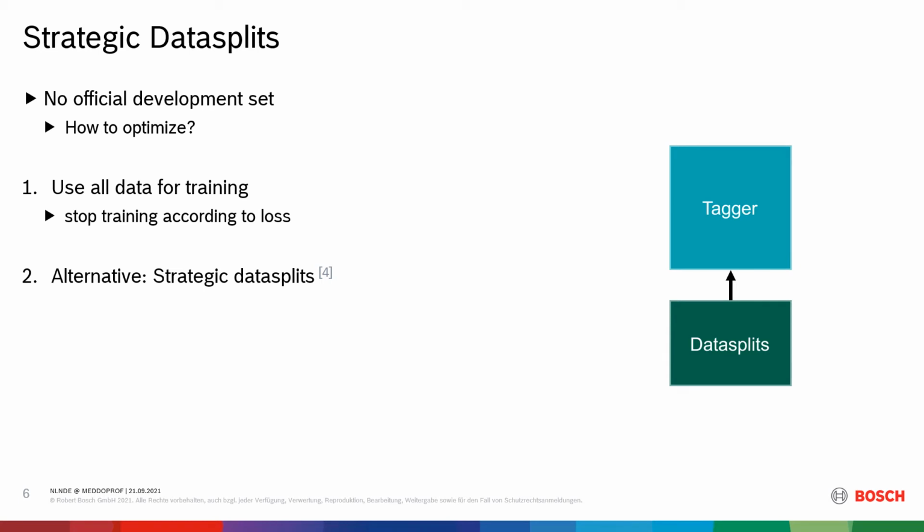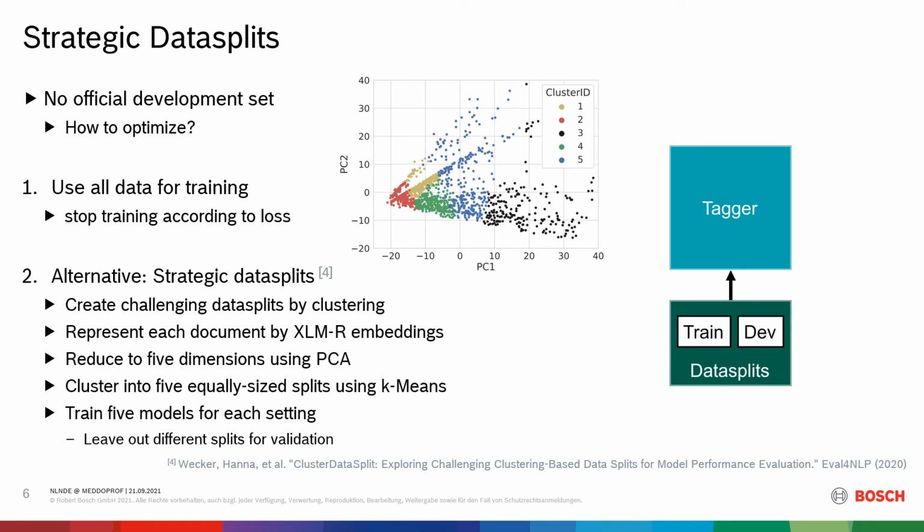And again, we don't want to use random splits. Thus, we decided to create more interesting data splits, so-called strategic splits. In short, the corpus is split into clusters of similar documents. That means if one cluster is left out for validation, very similar documents are not part of the training, and this can give further insights into the generalization ability of the model.